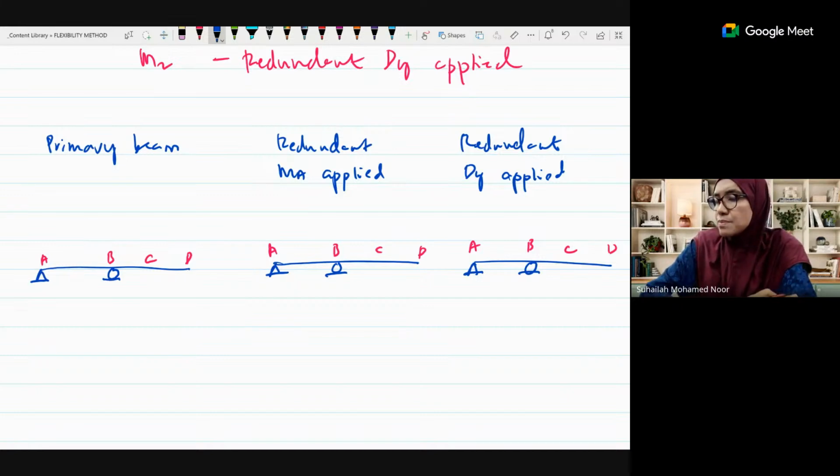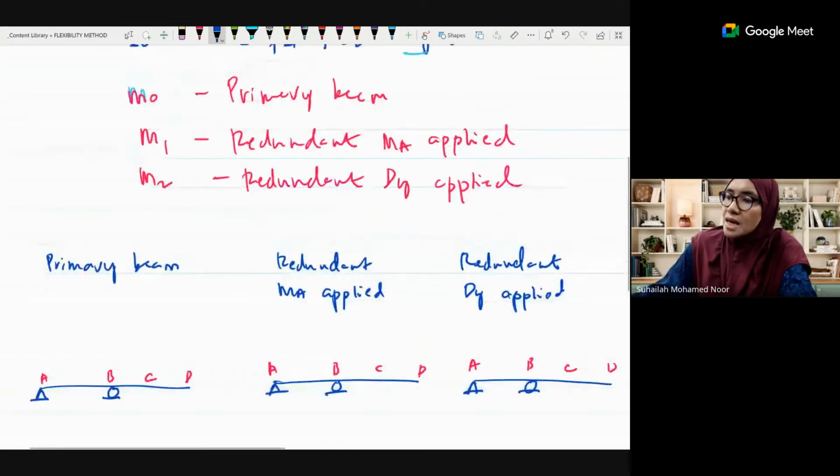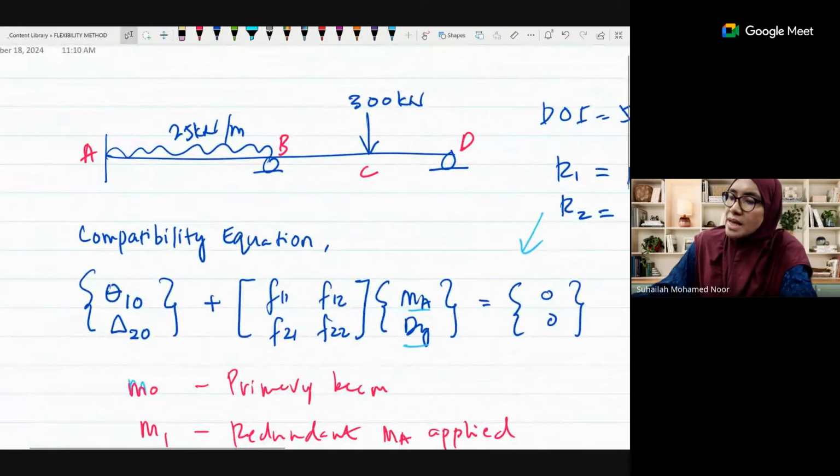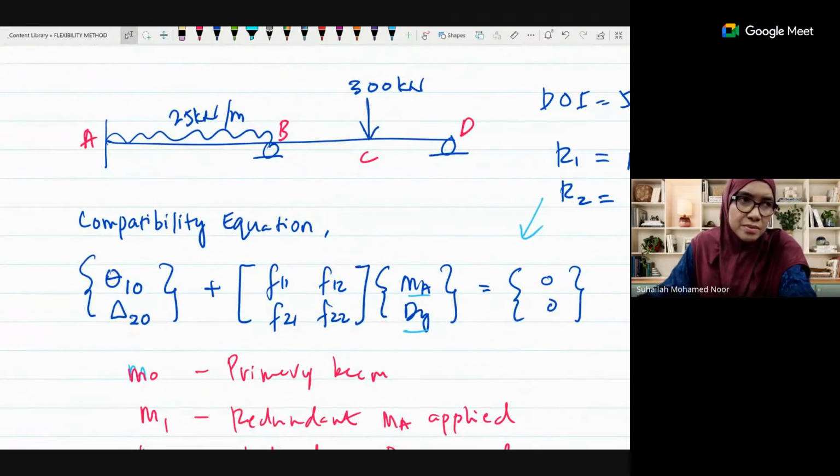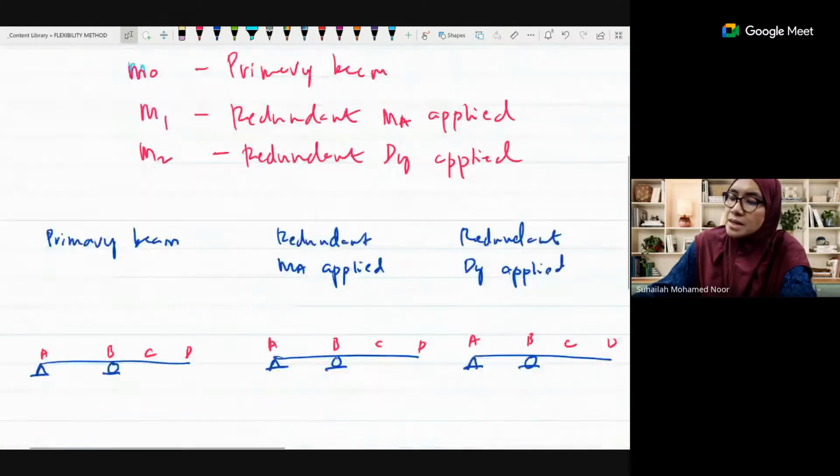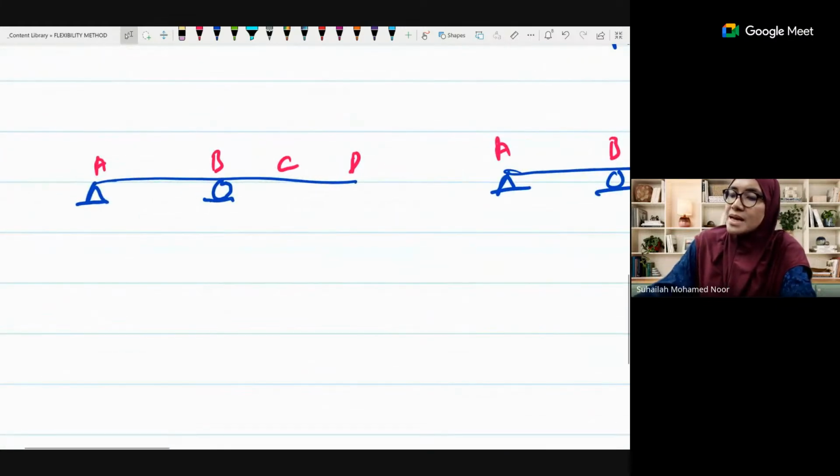Okay. Same type of beam for all three systems. So apa yang ada lagi? Ada UDL. Okay, in primary beam, loading remain. So dia ada UDL along AB dan point load dekat C. Okay, so dekat AB ni dia ada UDL and dekat C ni dia ada point load.